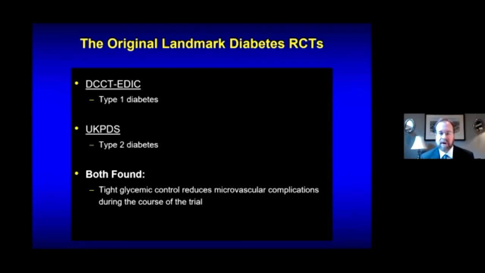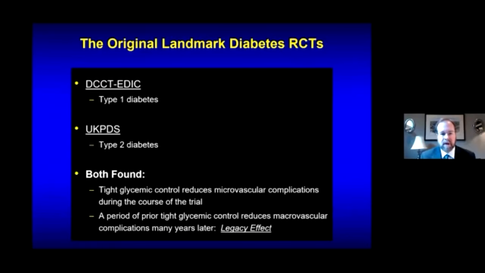But in neither case were they able to find during the course of the trial that there was a reduction in macrovascular complications, meaning heart attacks and strokes. However, in both cases, if the study cohorts were followed many years later, it was found that a period of prior tight glycemic control does yield later reductions in macrovascular events, an effect called the legacy effect.